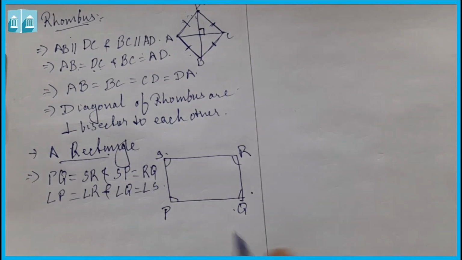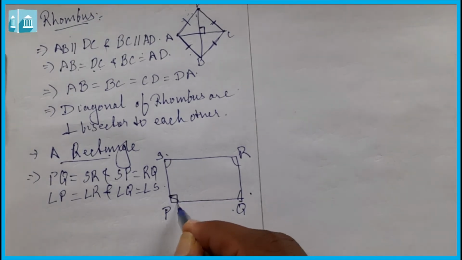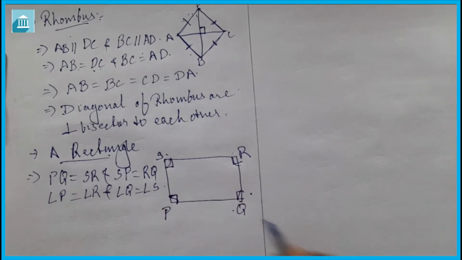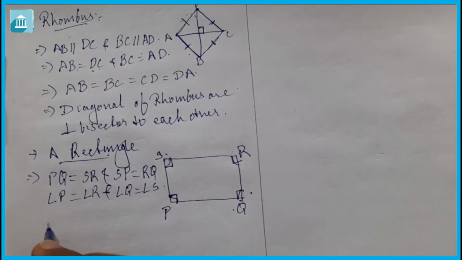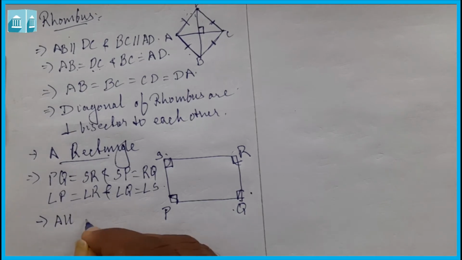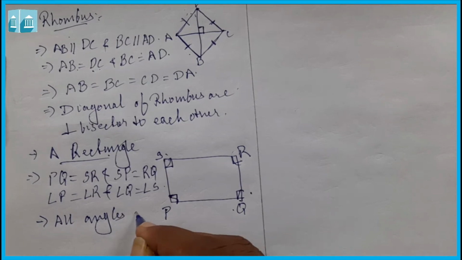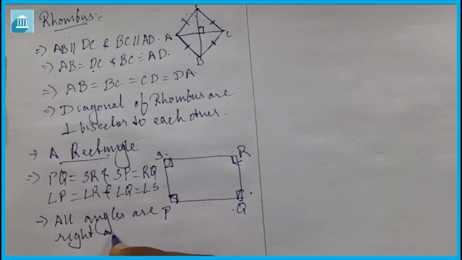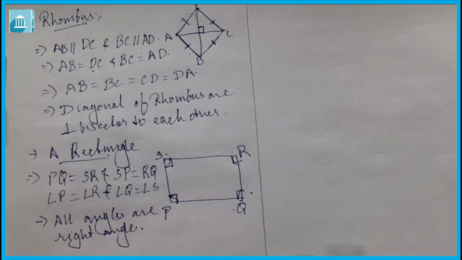What is the other property? Here all the angles are 90 degrees. All the angles of a rectangle are 90 degrees. So we can say that all angles are right angles.